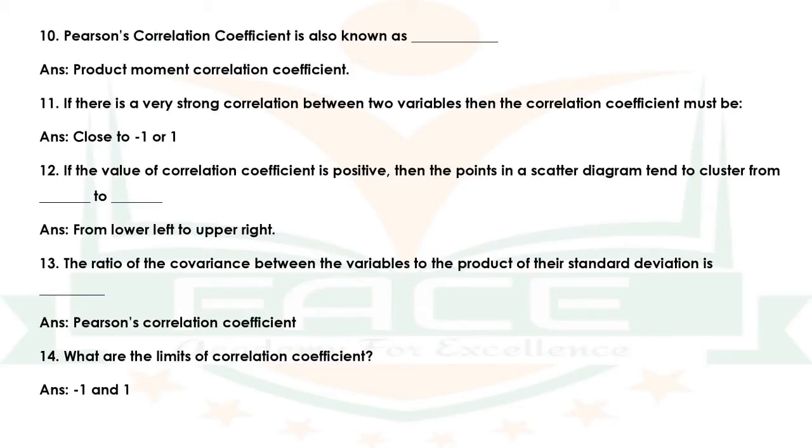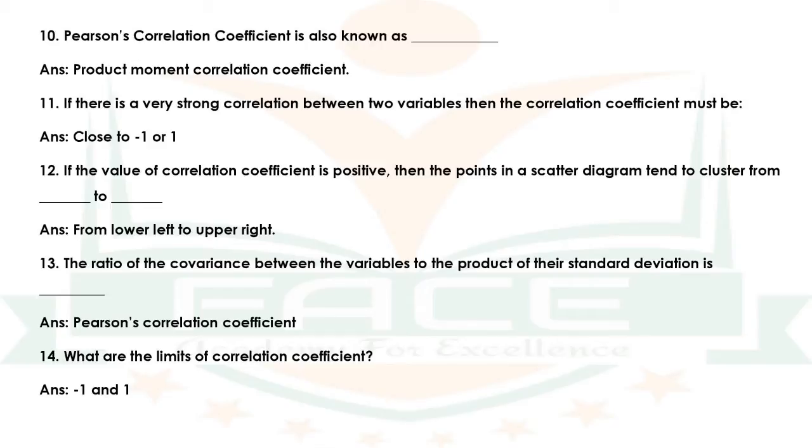Question number 10. Pearson's correlation coefficient is also known as dash. The answer is product moment correlation coefficient. Question number 11. If there is a very strong correlation between two variables, then the correlation coefficient must be dash. The answer is closer to -1 or +1.